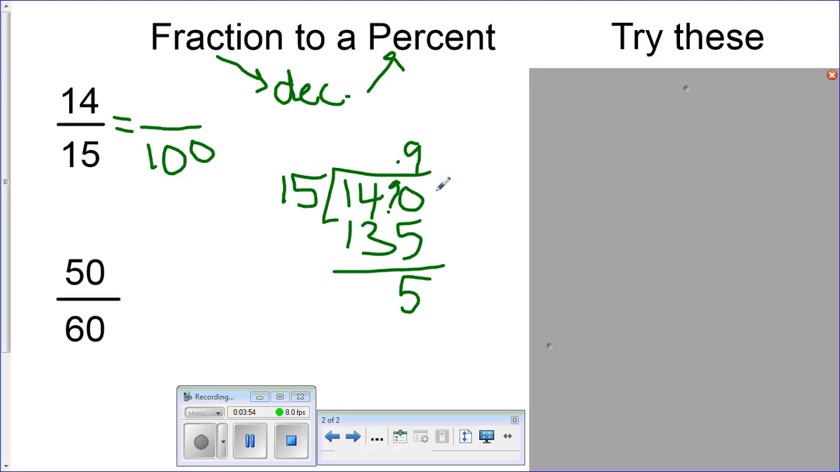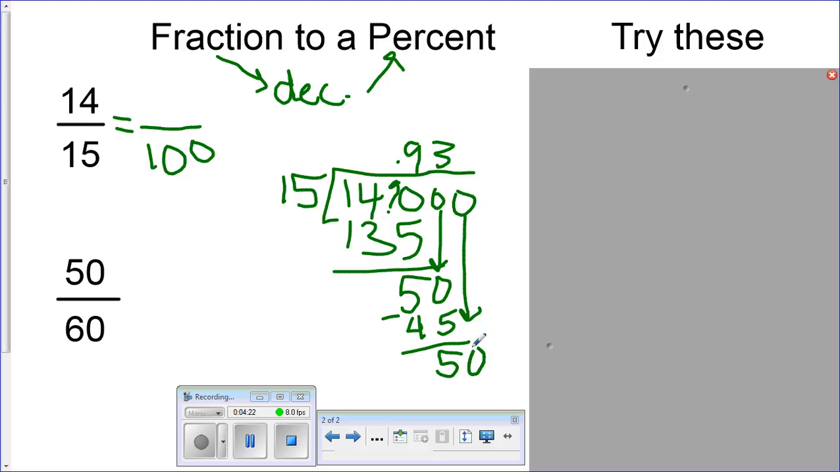Okay, let's bring down another 0. How many times does 15 go into 50? Well, 15, 30, 45, that's close to 50. And then my next multiple is 60, so that's too big. So 3 times, because 3 times 15 gives me 45. And when I subtract, I get a remainder of 5. Okay. Bring down a 0.